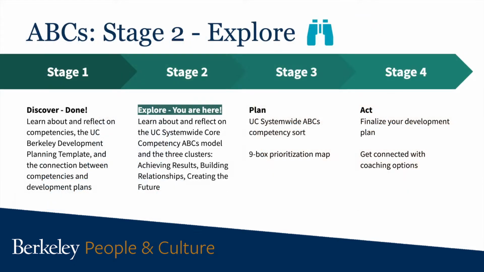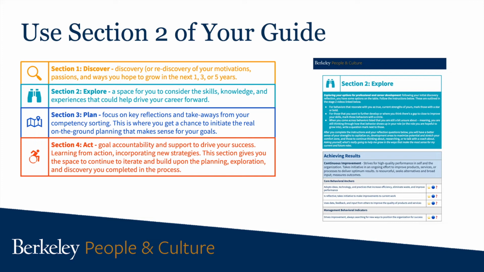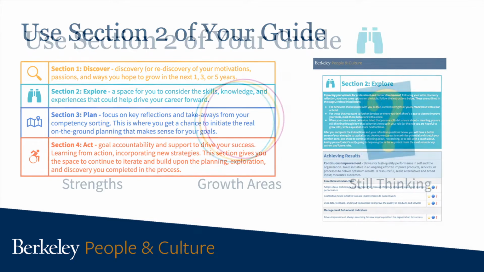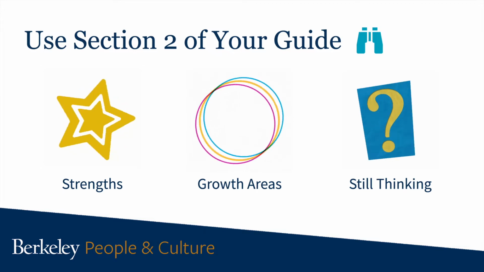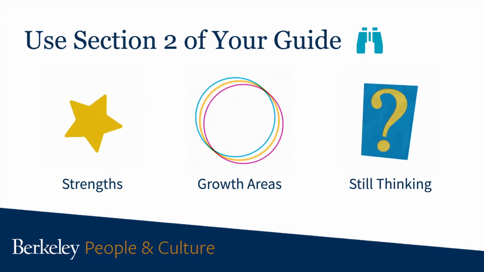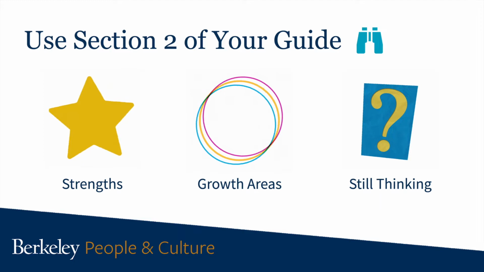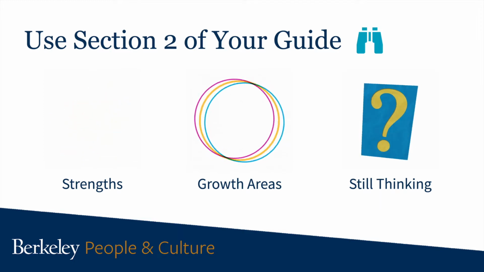While you are learning about the creating the future core competencies, check out the companion guide. For behaviors that resonate with you as true, current strengths of yours, mark those with a star. For those that you want to further develop, or where you think that there might be a gap to close or improve your skills, mark those behaviors with a circle.